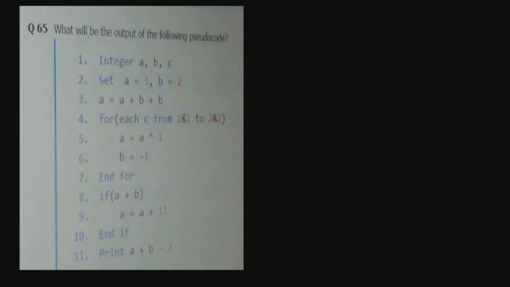Okay, in this question, what will be the output of the following pseudocode? So we are given variables A, B, C. A is set to 3, B is equal to 2, and the third statement is A equals A plus B plus B. So B plus B is 4, plus 3 is 7. So the new value of A will become 7. For each C from 1 to 2.